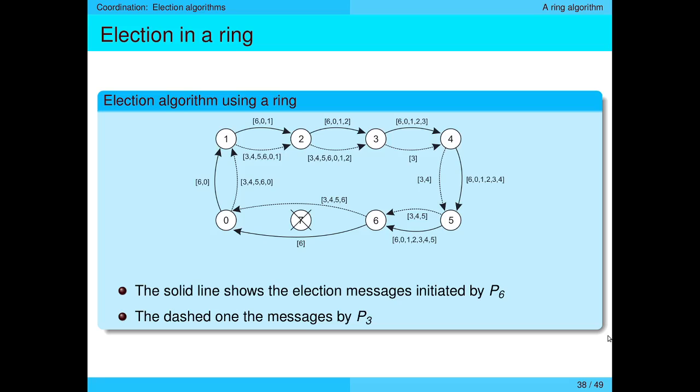So this is what you have learned today about mutual exclusion and these election algorithms.